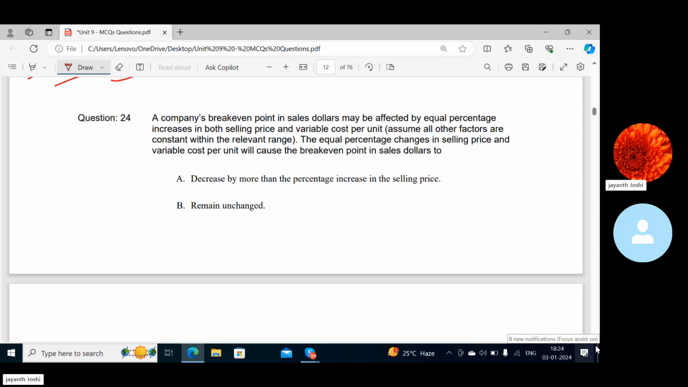Now, the company's break-even point in sales dollars may be affected by an equal percentage increase in both selling price and variable cost. Equal percent changes in selling price and variable cost will cause the break-even point in sales dollars to... Okay.